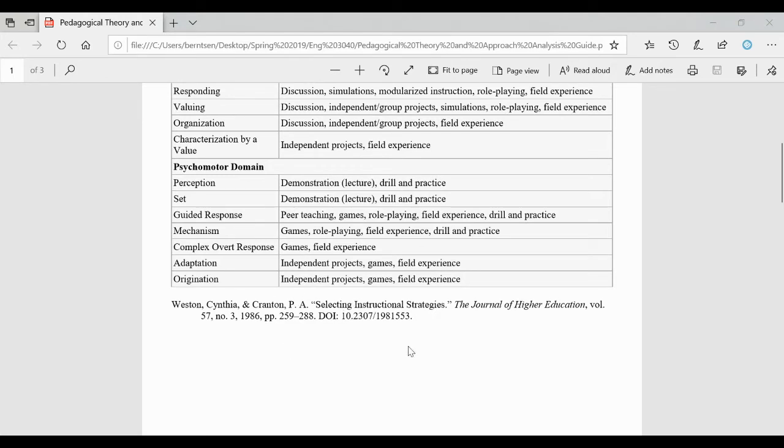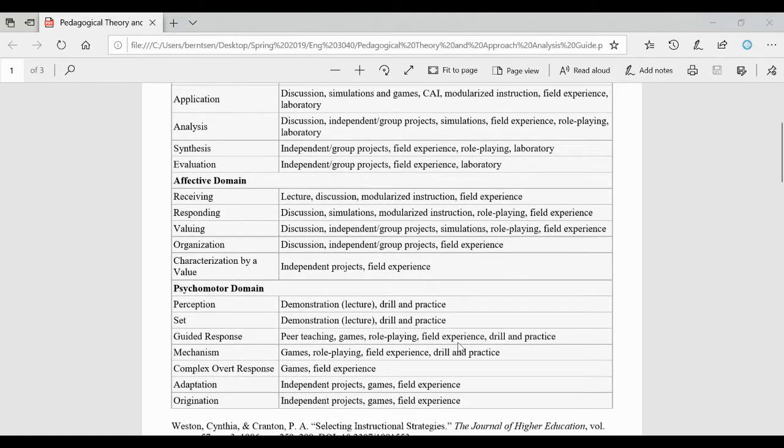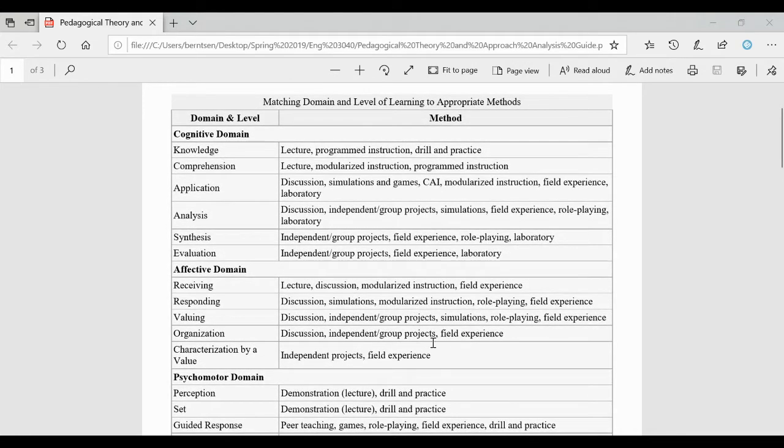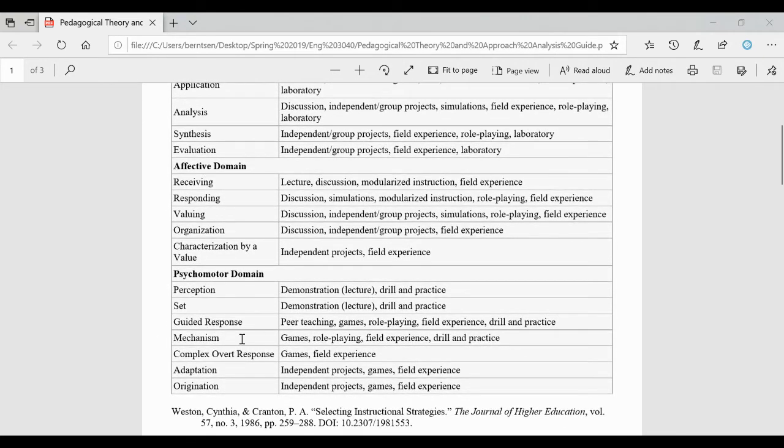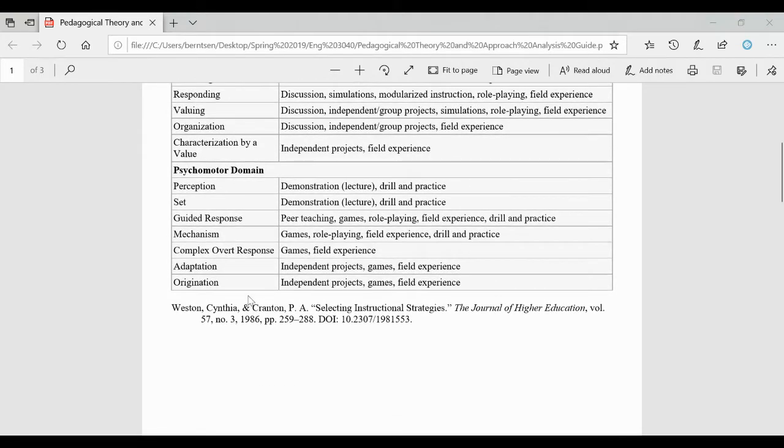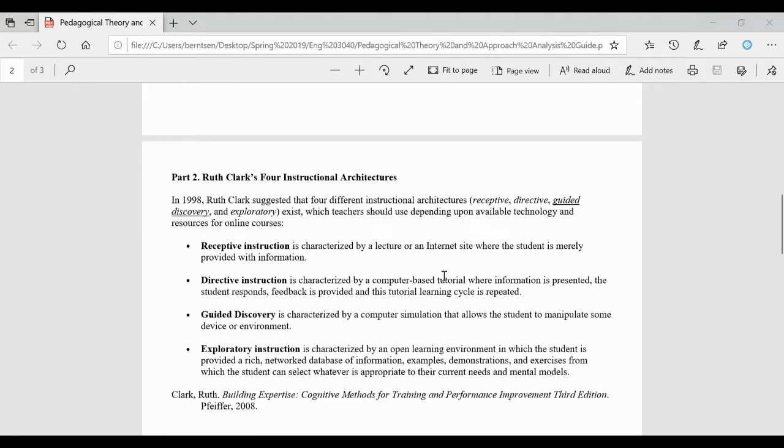But it's selecting instructional strategies, and this will be just a good overview in terms of figuring out, okay, what do I want my students to think about? What do I want my students to respond to? And then what do I want my students to do, right? Actually, what the output is during a class session.